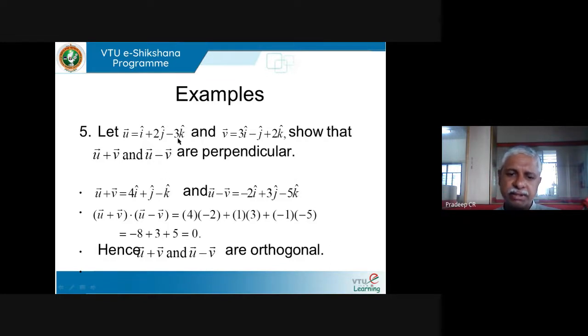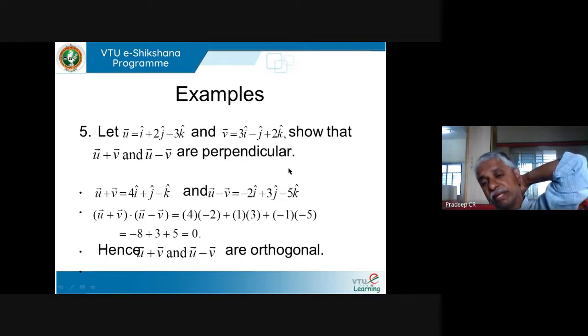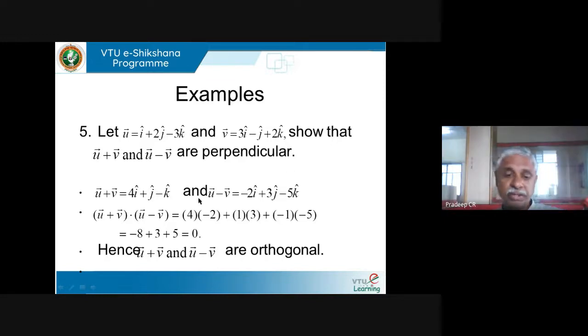So you'll get i plus 3i, 4i plus 2j minus 2j plus j minus 3k plus 2k minus k. Similarly, u minus v is subtract one from the other. i minus 3i is minus 2i. 2j minus minus j is plus 3j. Minus 3k minus 2k is minus 5k. So u minus v I know, u plus v I know.